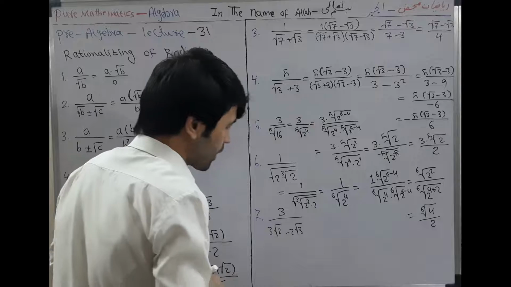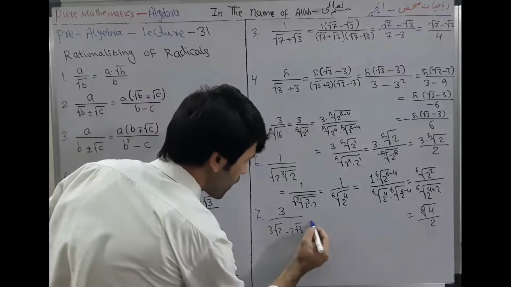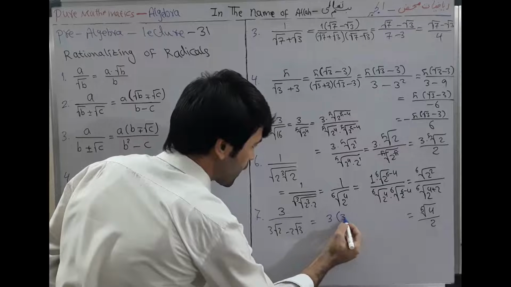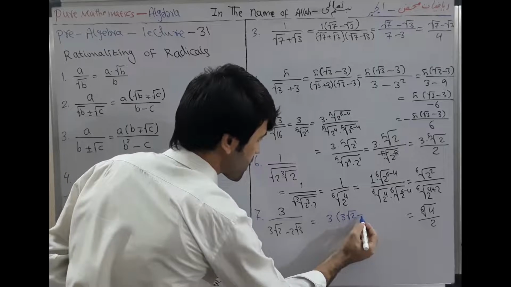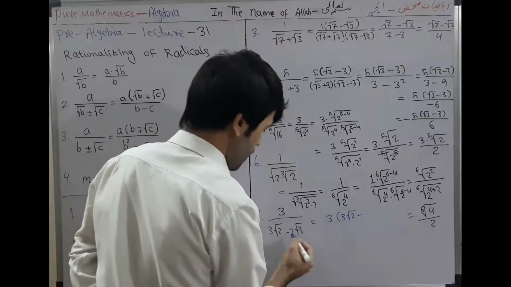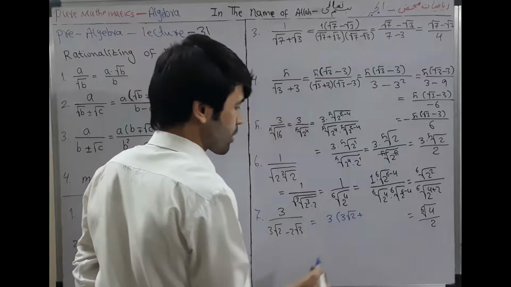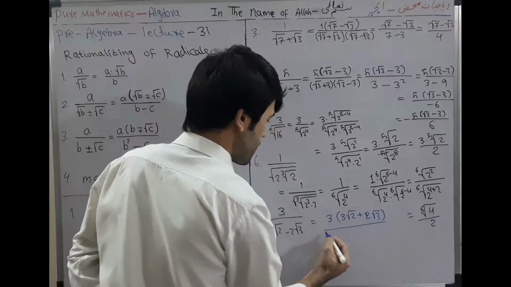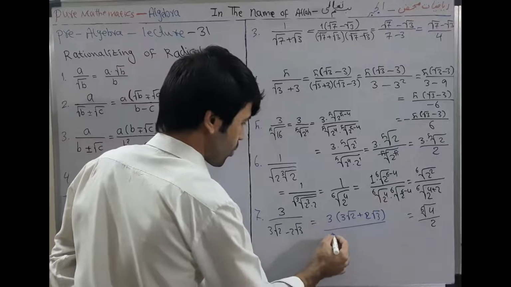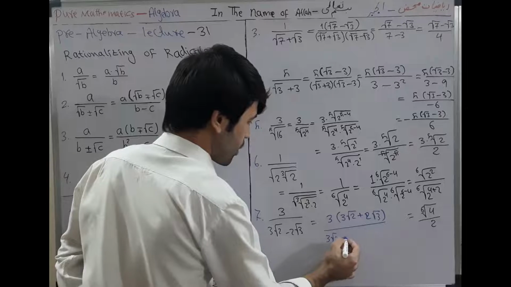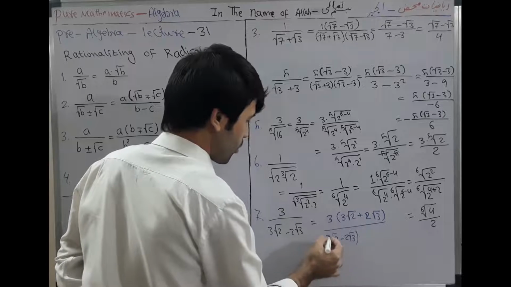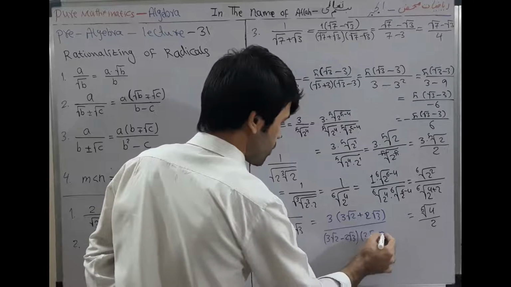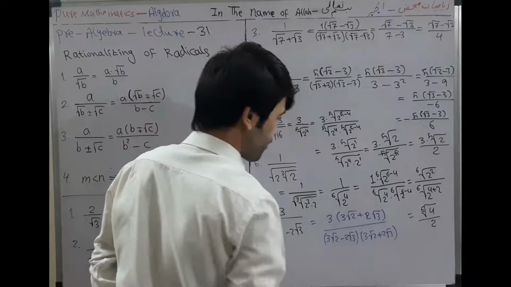The final question, here we have question 7, 3 multiplied by the square root of 3 over 3 square root of 2 minus 2 square root of 3. Here is minus, we can write positive plus 2 square root of 3 over 3 square root of 2 minus 2 square root of 3 into 3 square root of 2 plus 2 into square root of 3.